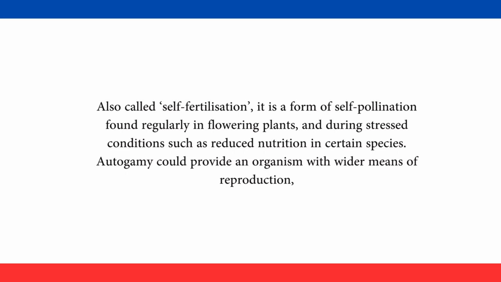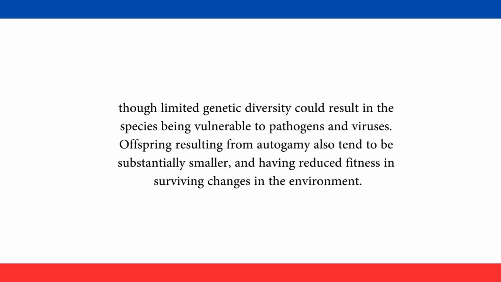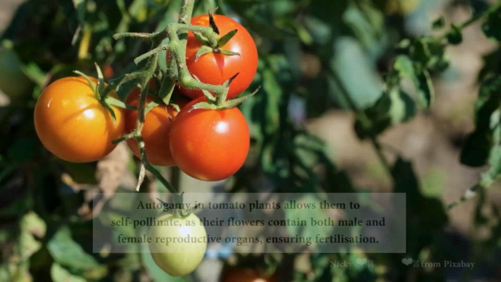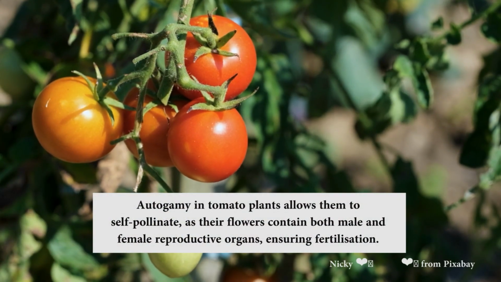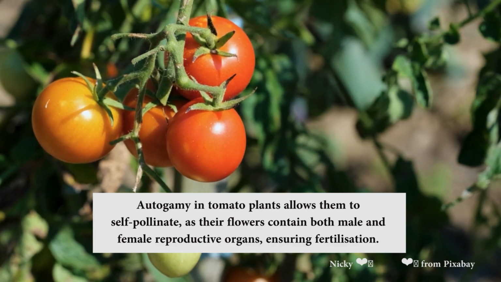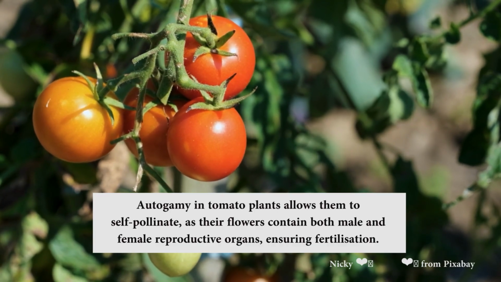Autogamy could provide an organism with wider means of reproduction, though limited genetic diversity could result in the species being vulnerable to pathogens and viruses. Offspring resulting from autogamy also tend to be substantially smaller and having reduced fitness in surviving changes in the environment. Example: autogamy in tomato plants allows them to self-pollinate, as their flowers contain both male and female reproductive organs, ensuring fertilization.